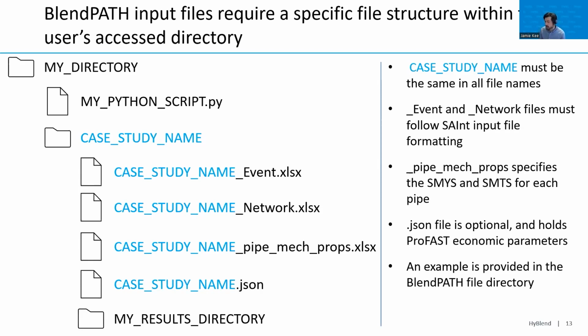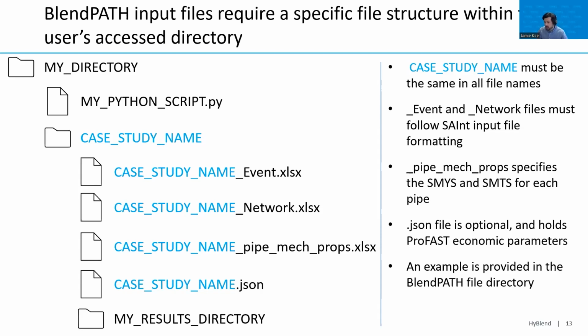The next file is the pipe mechanical properties. This is, again, an Excel file. This holds the specified minimum yield strength and the specified minimum tensile strength for each of the pipes. Note that the pipe names within this Excel file should also match up with the pipe names in the network file that is supplied to SAInt.